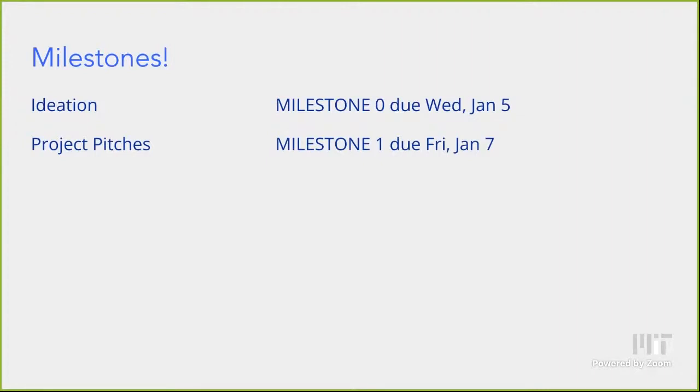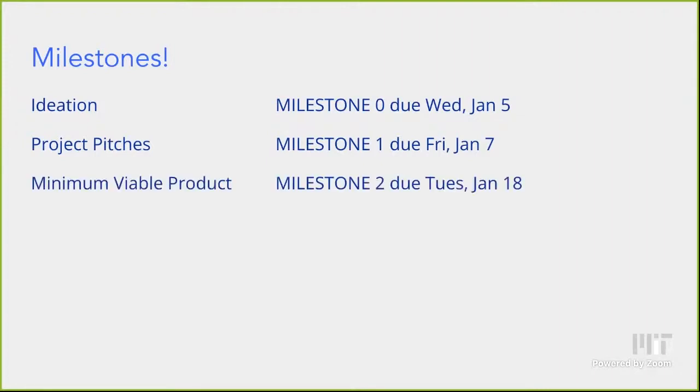And the next milestone, milestone 2, is due quite a ways away. It's on Tuesday, January 18th. And this is the minimum viable product. So this is actual code that you want to turn in. This is by no means your finished website, but it should have the basic components all there. And if you have a few bugs or the UI isn't fleshed out yet, that's totally fine. But this should be the minimum viable product of what you want your website to be in the end.